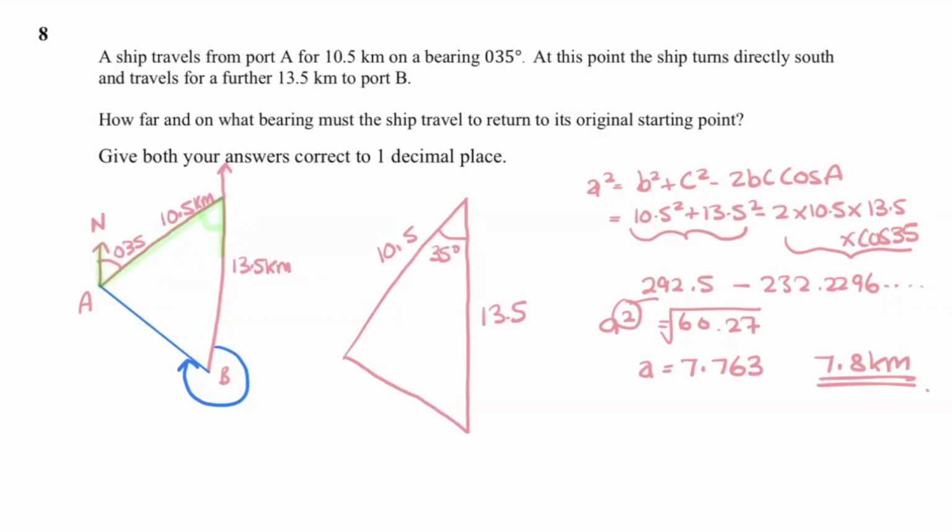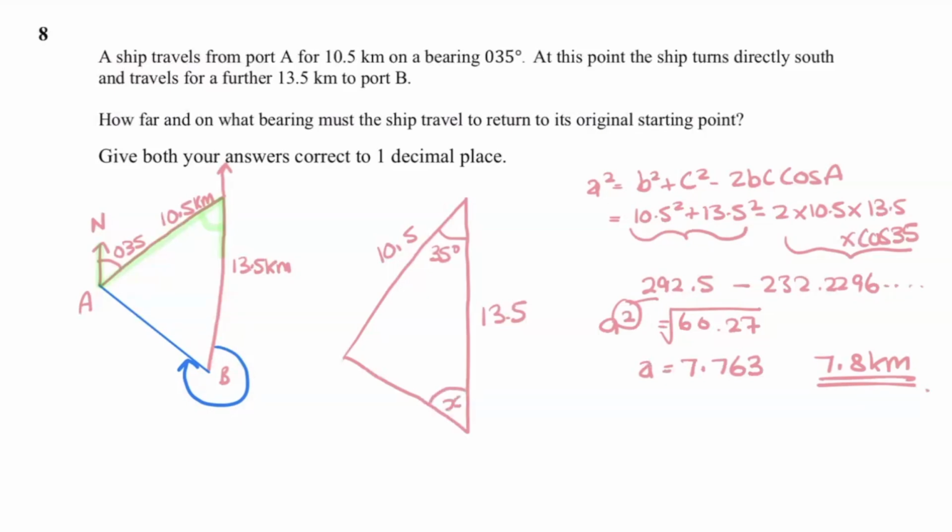My next task is to work out this bearing. Now what I'm going to do is work out this angle and then take it from 360 so that I have the angle I actually want. So I'm going to mark it on my diagram. This is the angle I want to find.